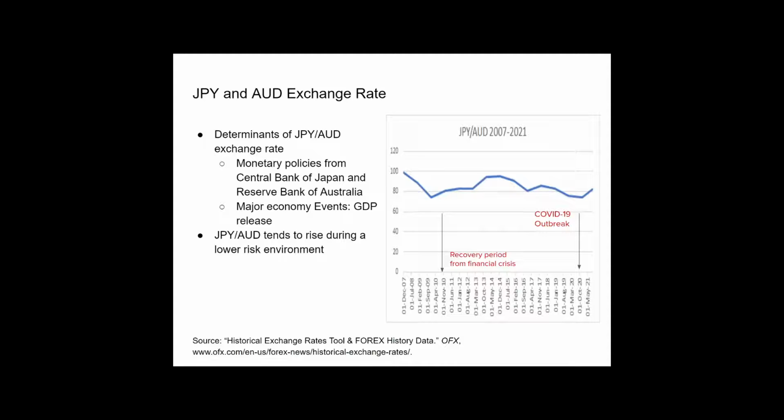Vice versa, the Japanese yen and Australian dollar exchange rate was dropping during the financial crisis, which indicates the risk-off situation. As a conclusion, we can say that the Japanese yen and Australian dollar tend to rise during a lower risk environment and tend to drop during a higher risk environment.